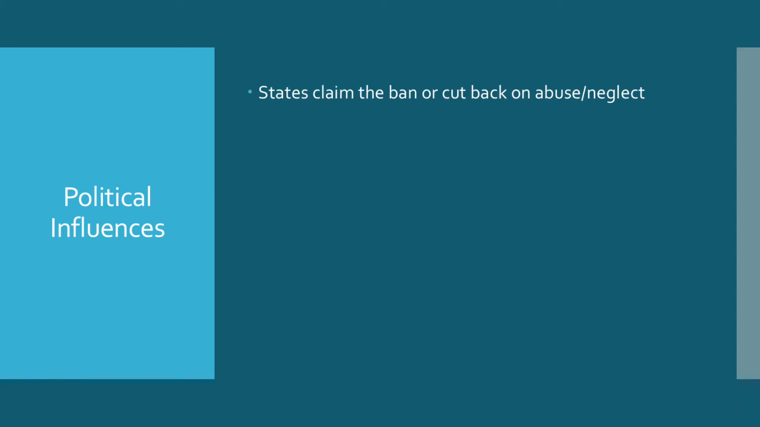The first reason why international adoptions have been declining are because of political influences. In the recent years, countries such as Ethiopia, South Korea, China, Romania, and Russia have all cut back or banned international adoptions from the US. When these state actors are asked why they have cut back or banned international adoptions from the US, they usually claim it is because of the abuse and neglect rates on internationally adopted children in the US.